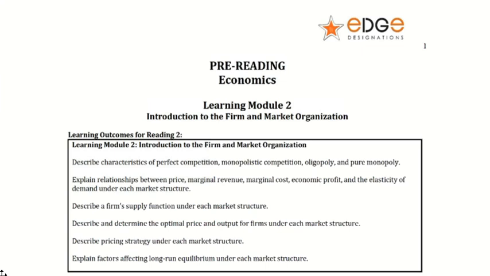CFA Level 1, pre-reading economics, learning module 2. This is the second module for the economics pre-read out of a total of 7. Learning module 2, introduction to the firm and market organization.